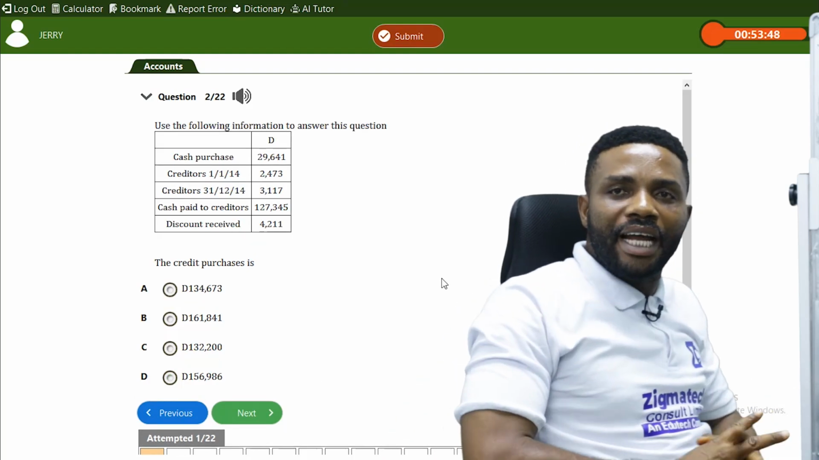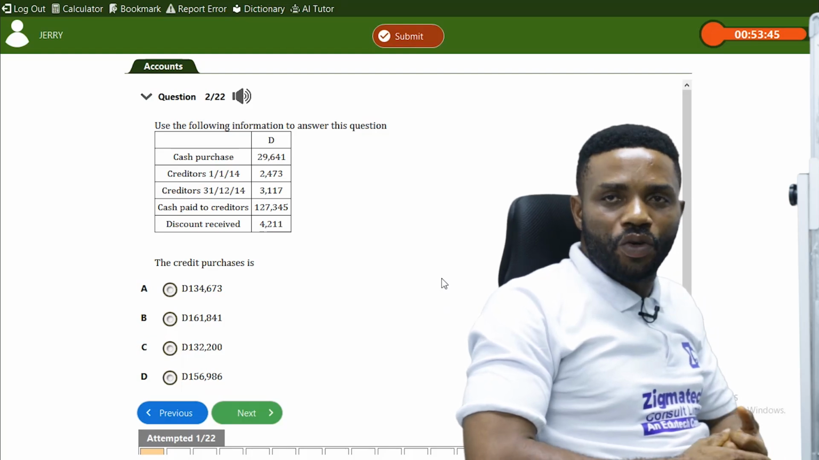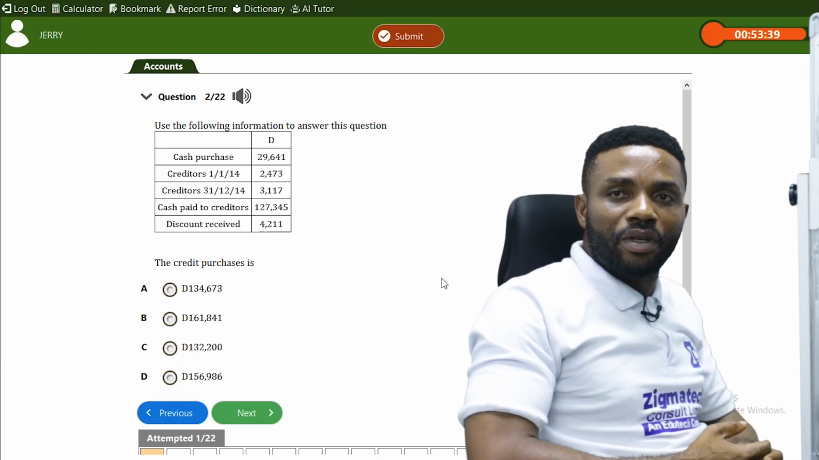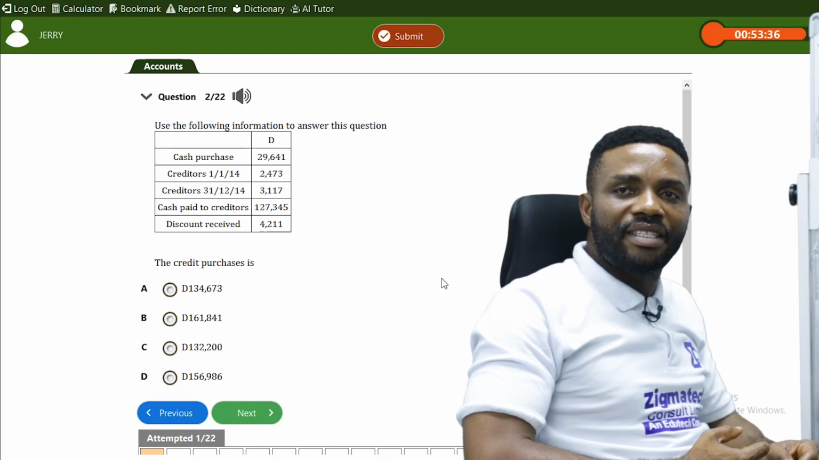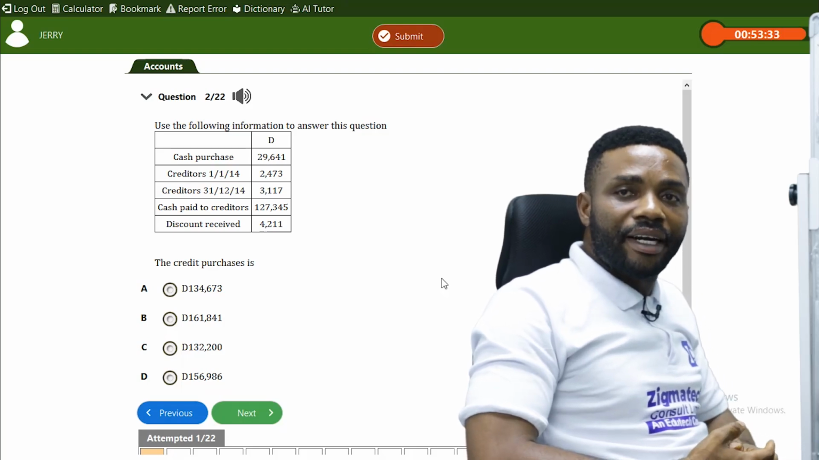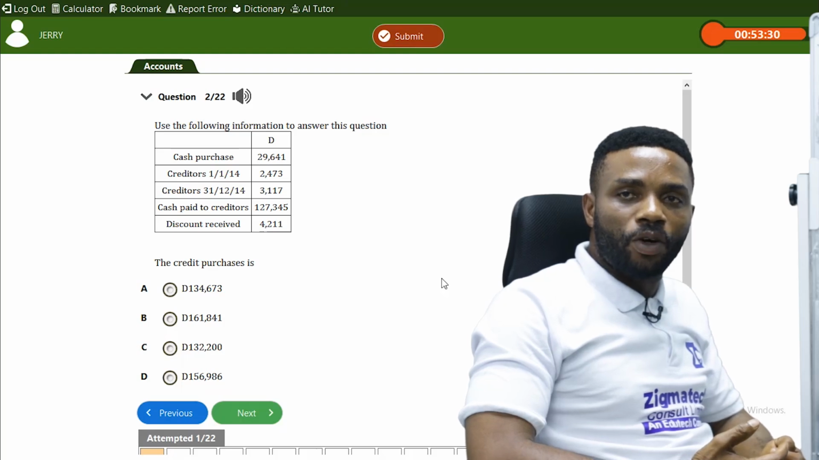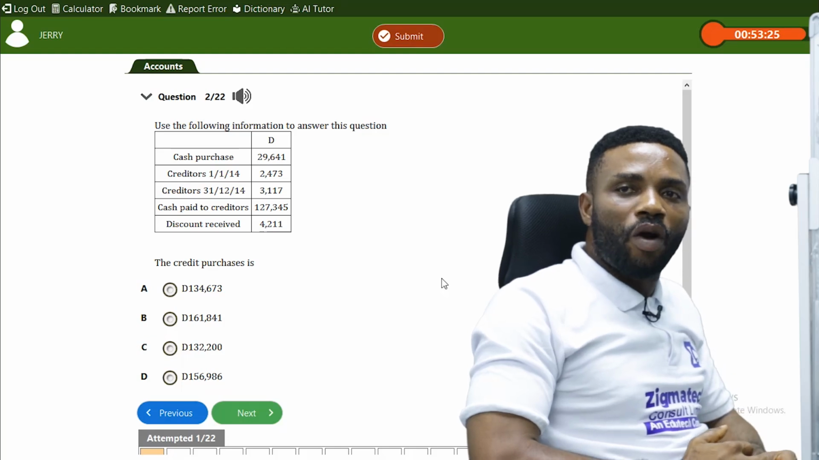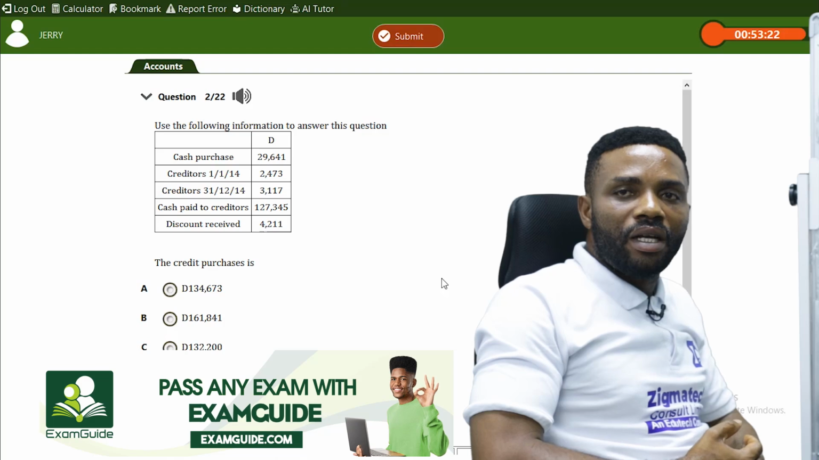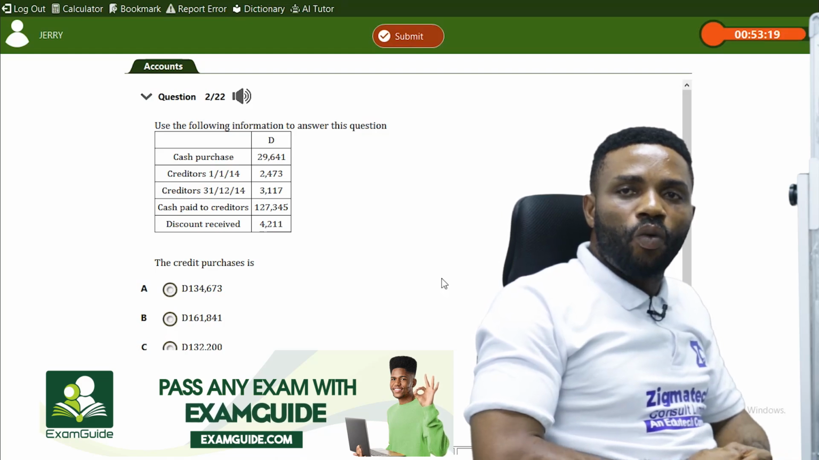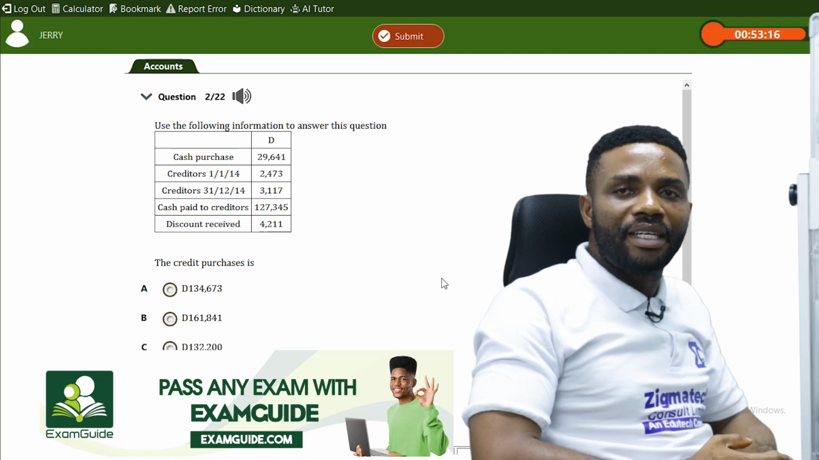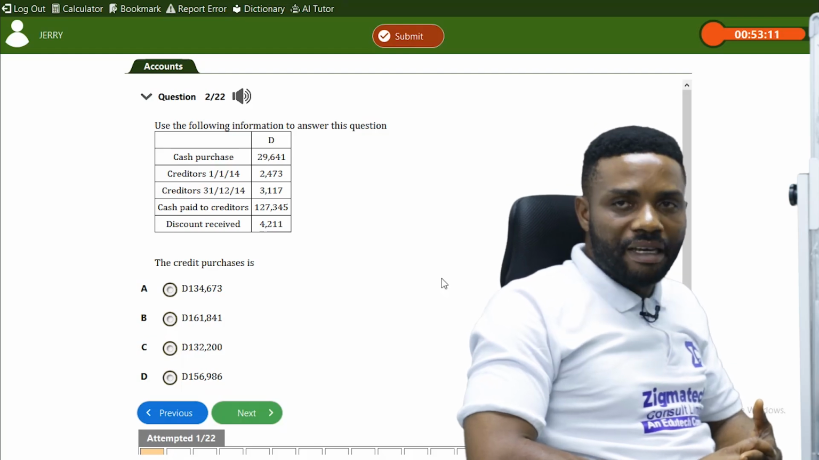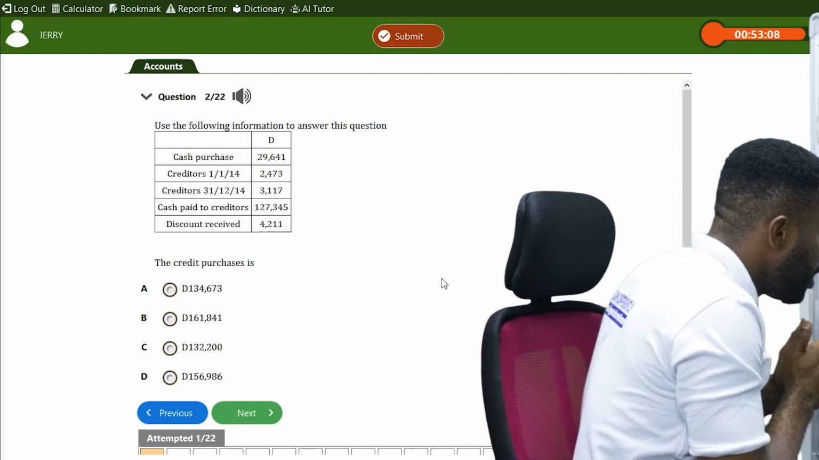In question 2 again, they said, use the following information to answer this question. They've given us cash purchase of 29,641. Creditors 1st January 2014 is 2,473. Creditors 31st December 2014, 3,117. Cash paid to creditors 127,345, and discount received is 4,211. They want us to calculate our credit purchase.